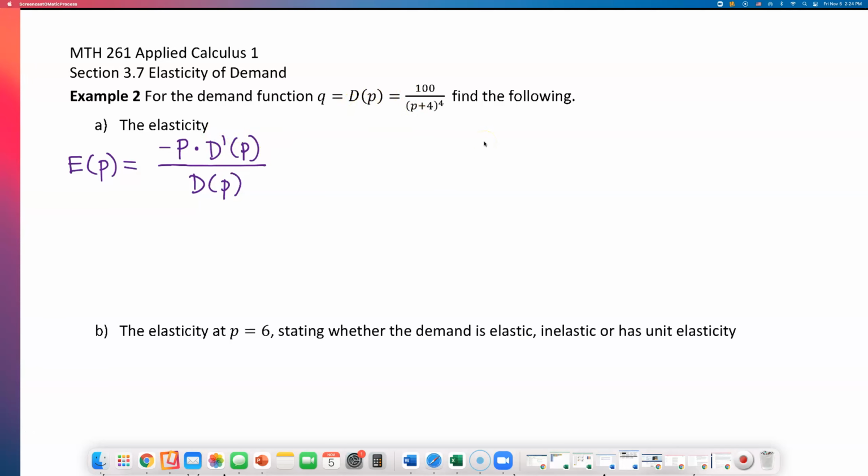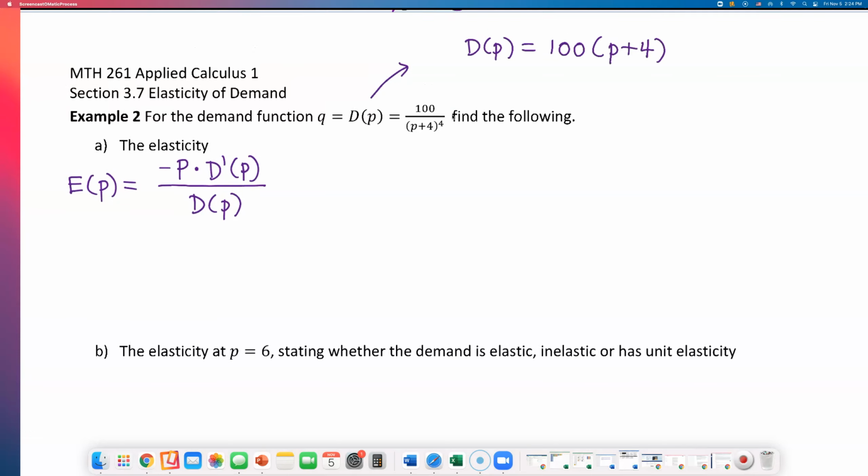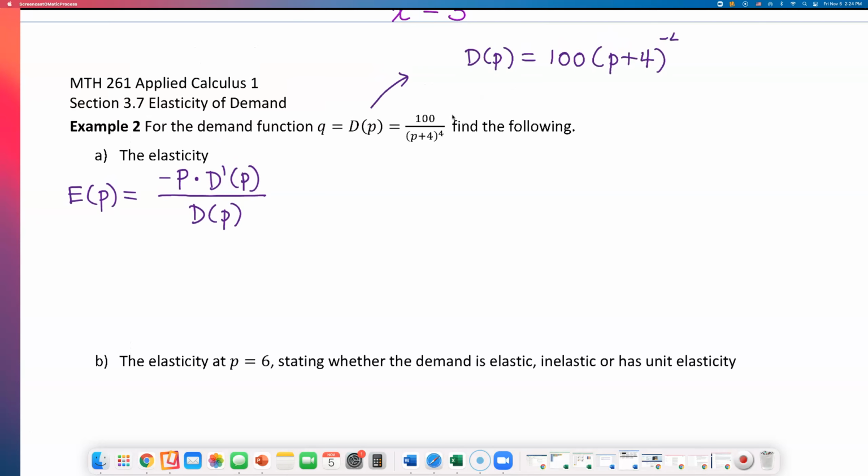So I noticed that D of P is a quotient. It's 100 divided by (P plus 4) to the 4th power. I don't want to use the quotient rule. So I'm going to rewrite this D of P so that it looks like 100 times (P plus 4) to the what power? Negative 4th power. That's how I can get the bottom of the fraction out. It's not in the bottom anymore by changing that original exponent, positive 4, to negative 4.